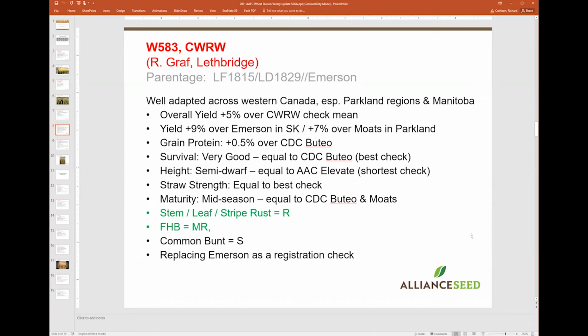Strong yield, strong protein, very good winter survival. Height is semi-dwarf, equal to Elevate, which is the shortest check. Straw strength is equal to the best check, and a strong disease package again in the rusts and FHB. Bunt has been noted as S, so something to keep an eye on.